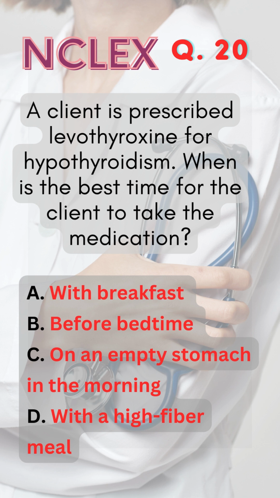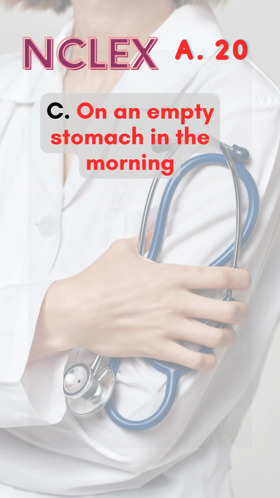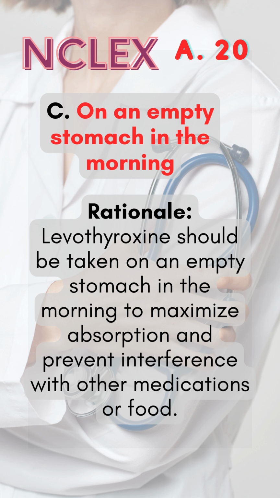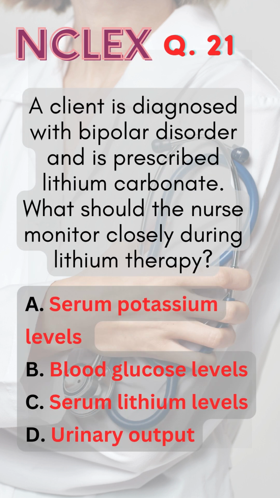Question. A client is prescribed levothyroxine for hypothyroidism. When is the best time for the client to take the medication? A. With breakfast. B. Before bedtime. C. On an empty stomach in the morning. D. With a high-fiber meal. C. On an empty stomach in the morning. Rationale. Levothyroxine should be taken on an empty stomach in the morning to maximize absorption and prevent interference with other medications or food.